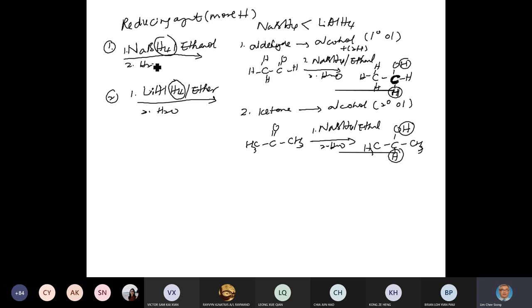Now we have learned NaBH4 already. Then how about lithium? Lithium is more powerful. Lithium can reduce how many types? Totally three in your syllabus. Which are the three? Number one, I put A, which is carboxylic acid. Carboxylic acid, after reduction, will form alcohol plus water. Example here, this carboxylic acid, and I'm using this one.